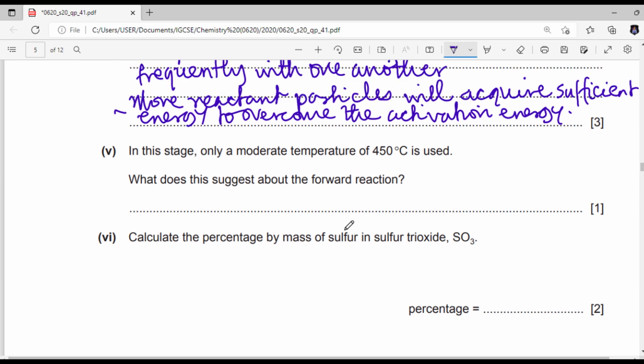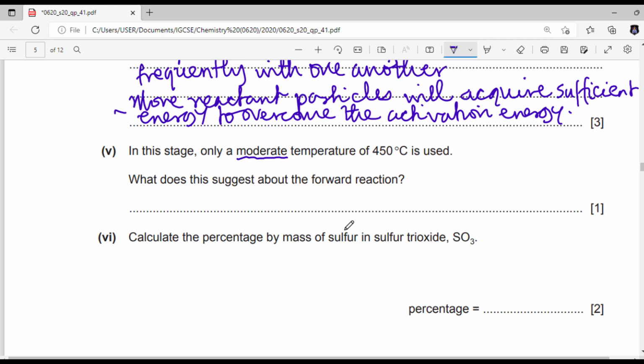Okay. The next question says, in this stage, only a moderate temperature of 450 degrees Celsius is used. What does this suggest about the forward reaction? What's the qualification of this temperature here? Moderate. And that is not high, right? And in equilibrium, high temperature is always used for endothermic reactions, for reactions that love heat, right? While moderate or low temperature is always used for exothermic reactions that do not love heat.